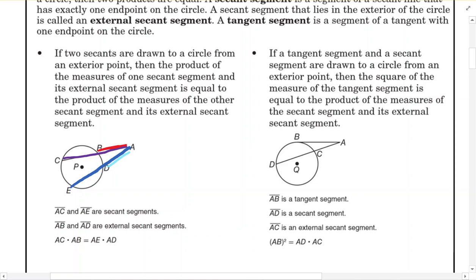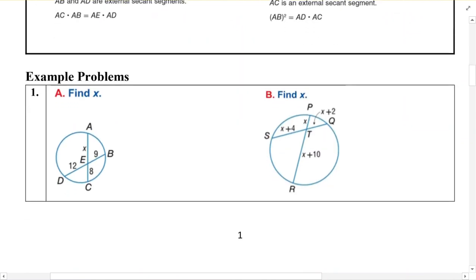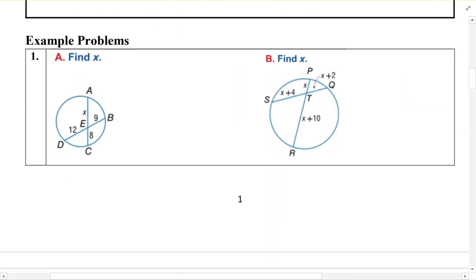So in this one, it's the whole length of the secant times the portion of the secant that is outside of the circle. If you have a tangent and a secant, then we have the same thing on the secant, the whole amount times the portion outside equals the tangent length squared. So I think the easiest way to study this is to look at some sample problems.